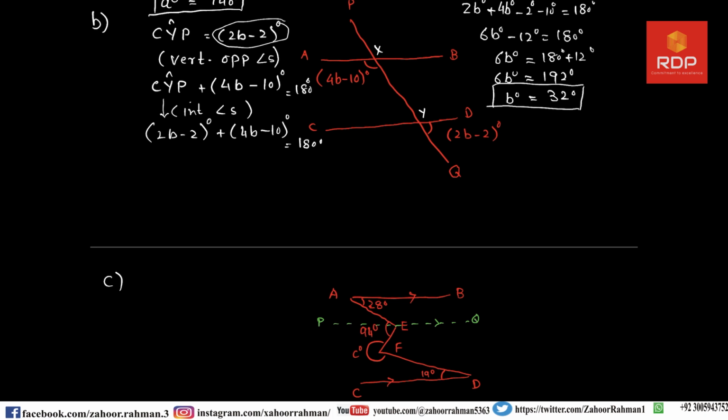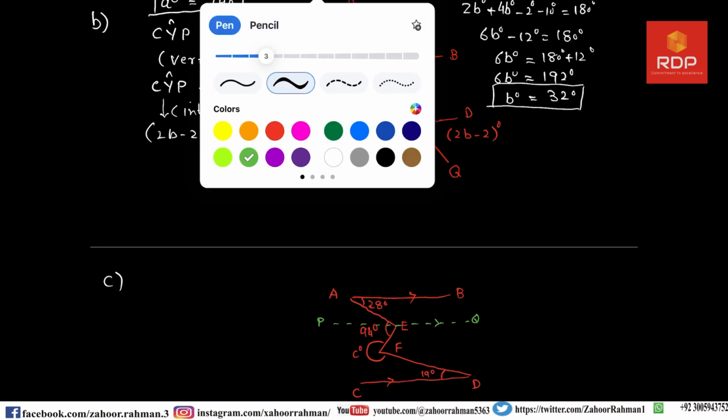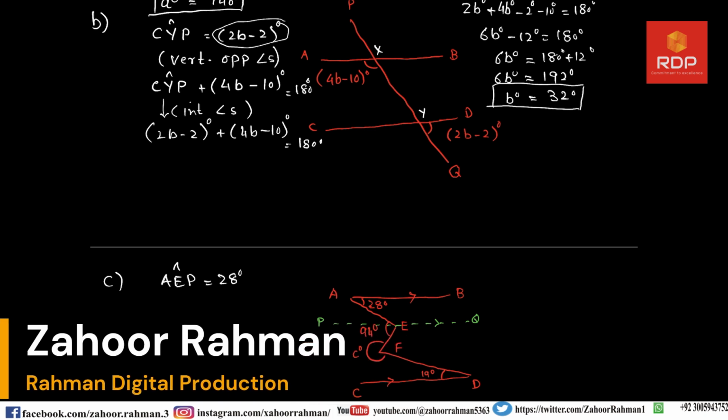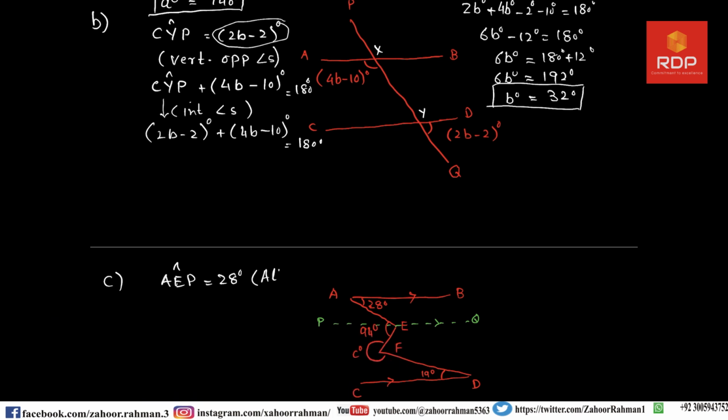Now we have to find first one portion, and then we have to find the other portion, and as a result we will be able to get F. So I am writing AEP is equal to 28 degree, and that is purely due to alternate angles because AB is parallel to PQ.